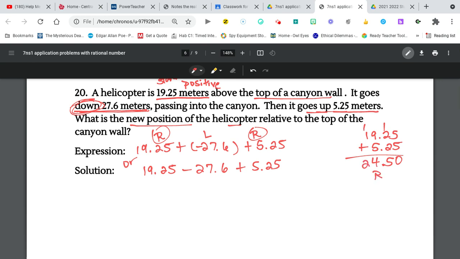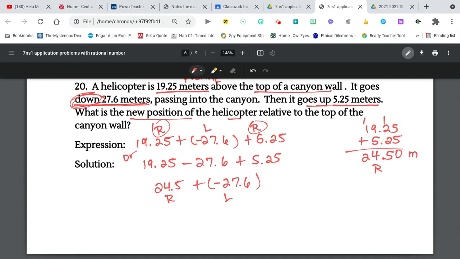So to the right, a total of 24.5 meters, up a total of 24.5 meters. Okay, so I have 24.5 meters plus that negative 27.6 meters. Well, that's to the right, or how far up, and this is how far down or to the left, guys, if you're looking at it in terms of a number line. All right, so these will go, and that's what they gave me, guys.